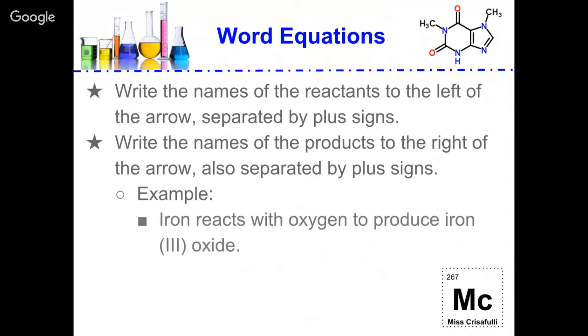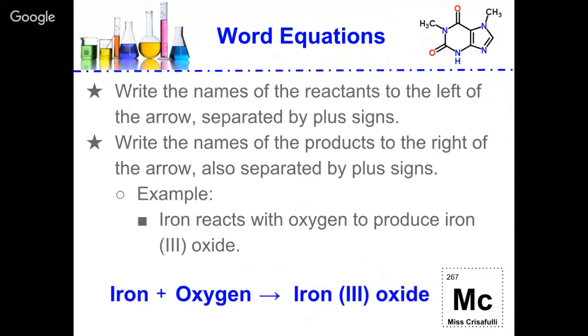So let's look at this example. Iron reacts with oxygen to produce iron 3 oxide. So iron is going to go first, plus oxygen, because it says reacts with oxygen, produces, that's your arrow, remember, and then iron 3 oxide. It's pretty simple when we're writing word equations.